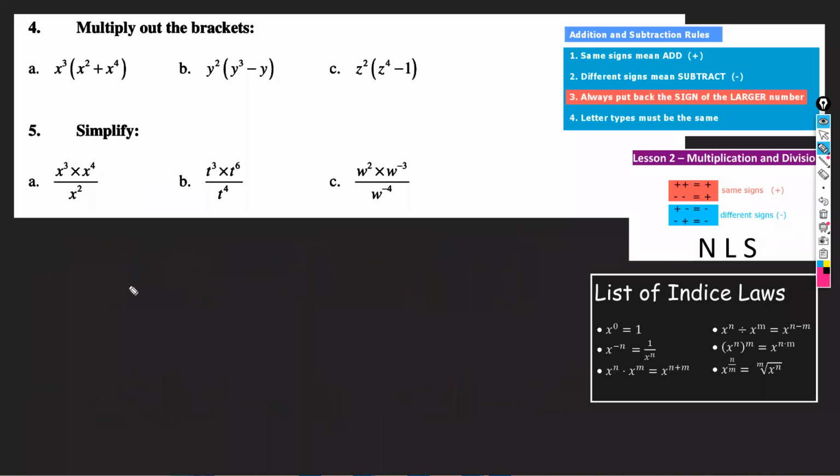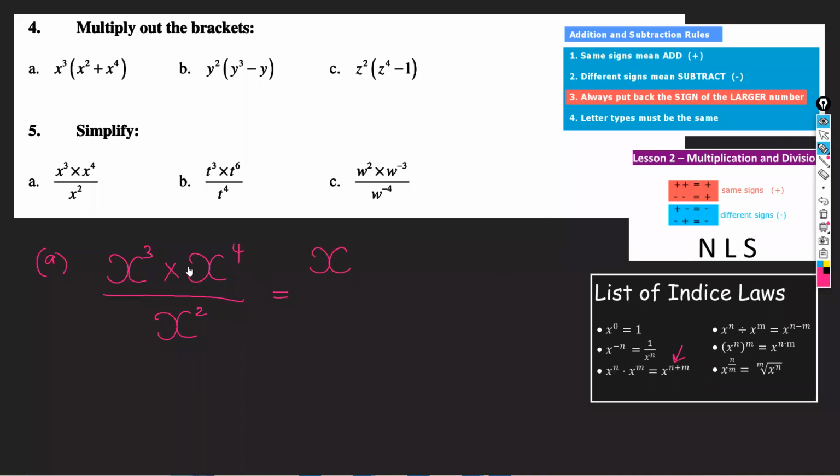So let me work out that for you. In 5a, we have x to the power 3 multiplied by x to the power 4. Lucky for us, it's a multiply, and both of them are x's. Shouldn't it be real easy to simplify the top using this rule here?